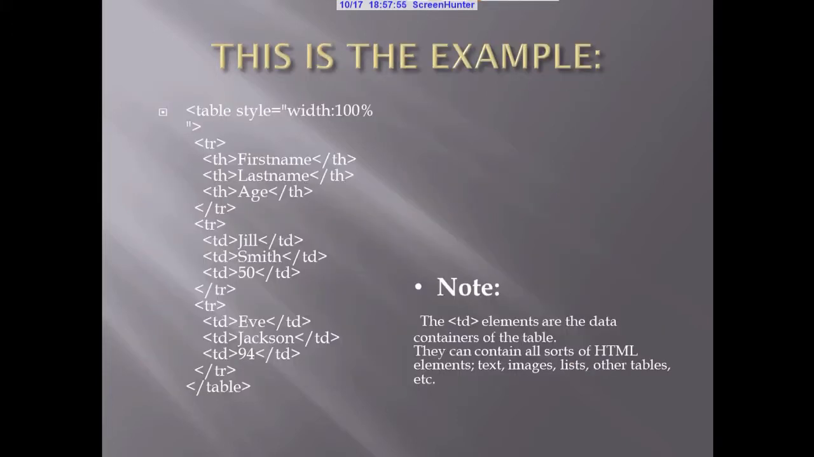So this is the example for a table data. Okay, so we have the table style, the tr, which is the table row, the th, which is the table headings, okay, the td with table data. Okay, so note, the td elements are the data containers of the table. They can contain all sorts of HTML elements, text, images, lists, other tables, or etc.